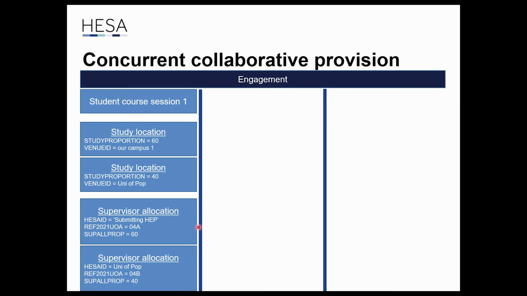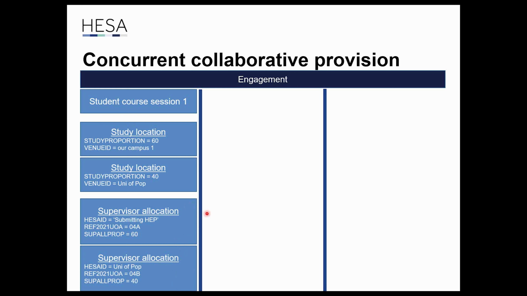Then you can return the supervisor allocation entity, again, sitting off student course session. And so, as Ruth has explained, you can return the units of assessment depending on what's relevant. Again, I've picked two easy examples here, one for each of the providers, but there could be as many as necessary.